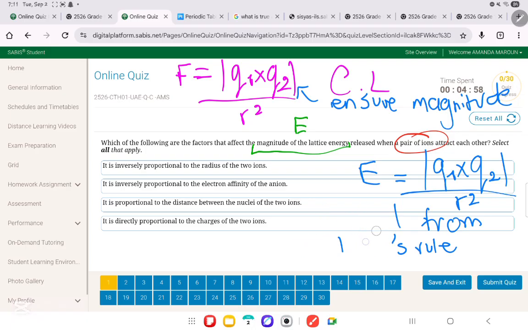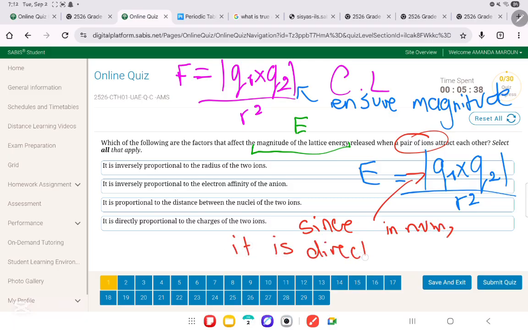Now, from this, let me just erase this one second. From this, what do we understand? Very simply, the first thing that we can understand is that when something is in the numerator, it's directly proportional to something. So in this case, we have the absolute value of the charges in the numerator. Since it is in the numerator, it is directly proportional, that means that E is directly proportional to the absolute value of Q1 times Q2.